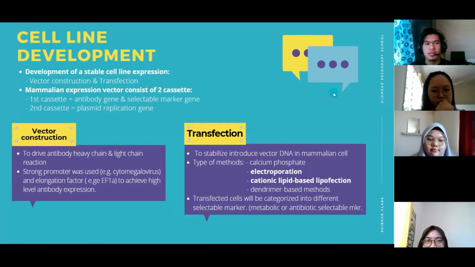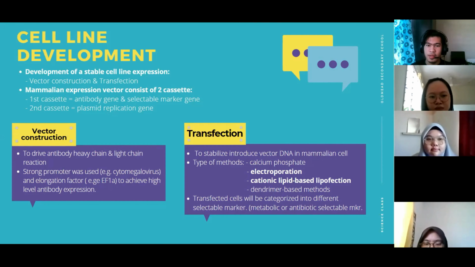Okay, the next slide. For the first, cell line development, there are two processes that we need, which are the vector construction and then the transfection process. The mammalian expression vector consists of two cassettes. The first cassette will be the antibody gene and selectable marker gene. And the second cassette will be for the plasmid replication gene. The first cassette is for the expression of the vector itself for the production of antibody. And the second enables replication to occur in the vector.